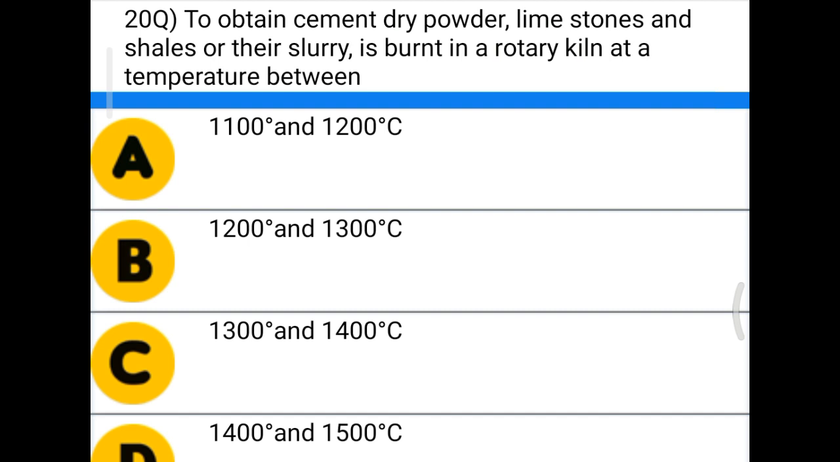Next question, to obtain cement dry powder, limestone and shales or their slurry is burnt in a rotary kiln at a temperature between option A 1100 degrees Celsius and 1200 degrees Celsius, option B 1200 degrees Celsius and 1300 degrees Celsius, option C 1300 degrees Celsius and 1400 degrees Celsius, option D 1400 degrees Celsius and 1500 degrees Celsius. The correct answer is option D 1400 degrees Celsius and 1500 degrees Celsius.